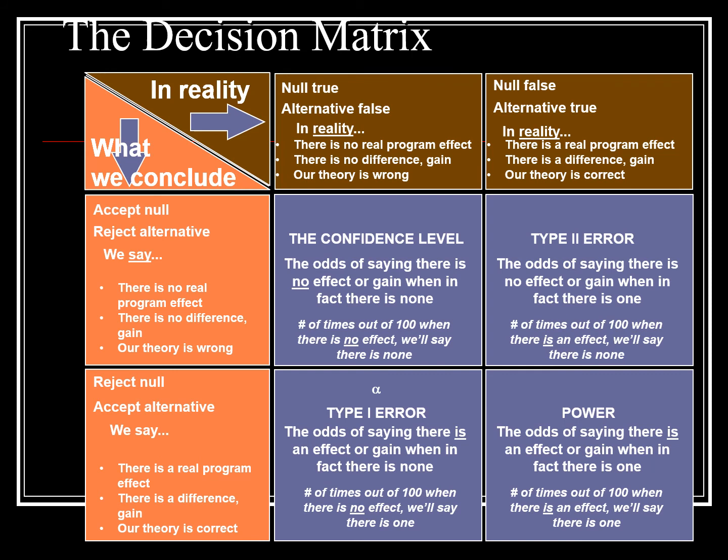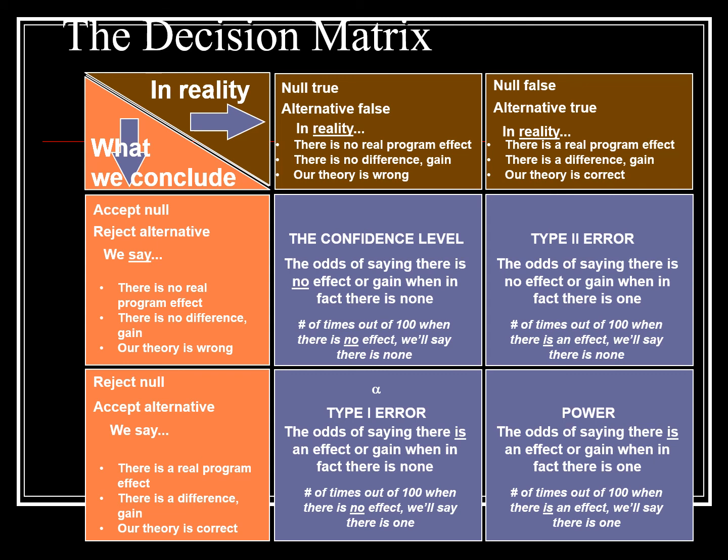And again, that brings us to this decision matrix that we have talked about in previous lectures. The basic concept here is that we never truly know what reality is. We don't know if the null is true or false, but we can conclude it. What we're hoping is that when we reject the null hypothesis and accept the alternate hypothesis, it actually is true. The alternate is true, the null is false, and we're in the condition we refer to as power: the odds of saying there's an effect or gain when in fact there is one.